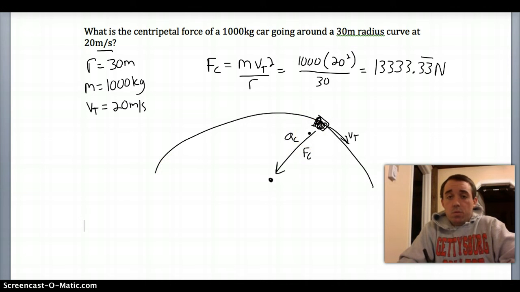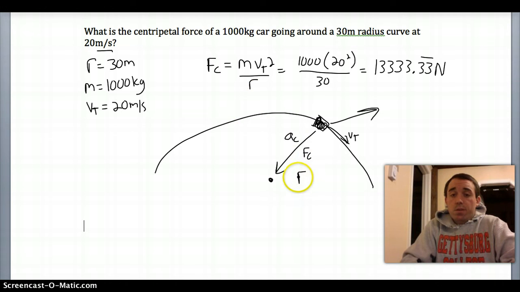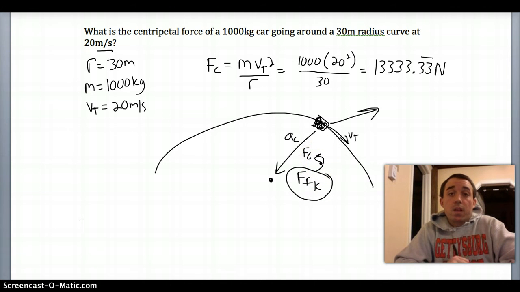We want to get an idea of what is causing this force. Centripetal force itself isn't a force. But if you think about it, what could be preventing this car from sliding out and going off in some direction? The only thing going on is that your tires are in contact with the ground, so there has to be a friction force. So when you're going around a corner, you need kinetic friction to be the source of your centripetal force.